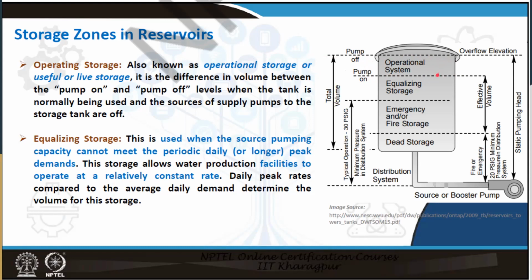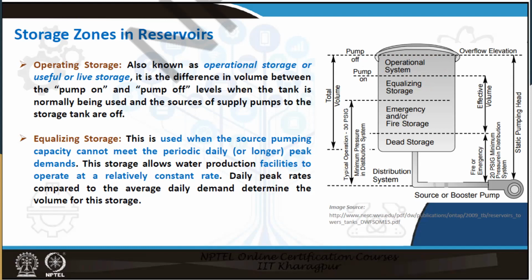So when water reaches the pump on level, the pump will be on, and when the water reaches the pump off level, the pump will be switched off, and this amount of water is consistently used for supplying to the point of demand. Now, below that, there is the storage called the equalizing storage. This equalizing storage is provided for when there's high demand of water, like there's a standard average daily demand of water that is consistently being provided.